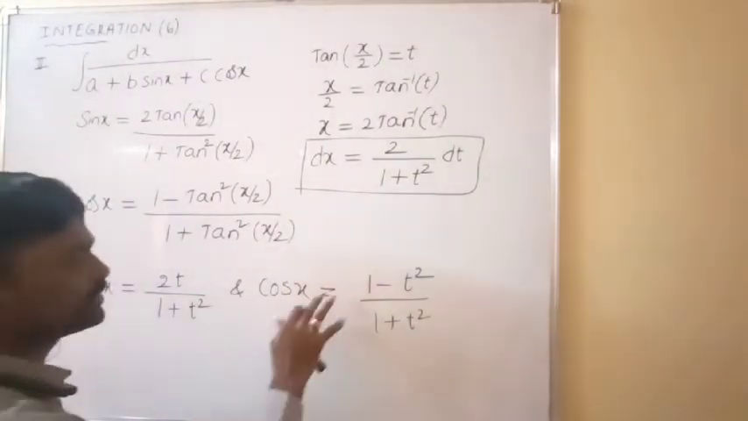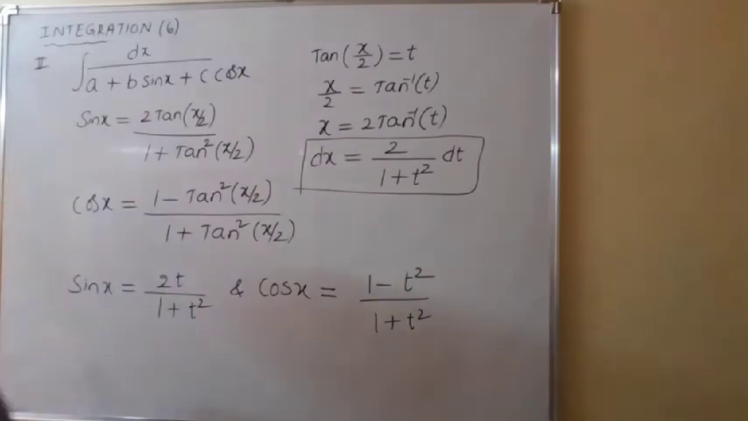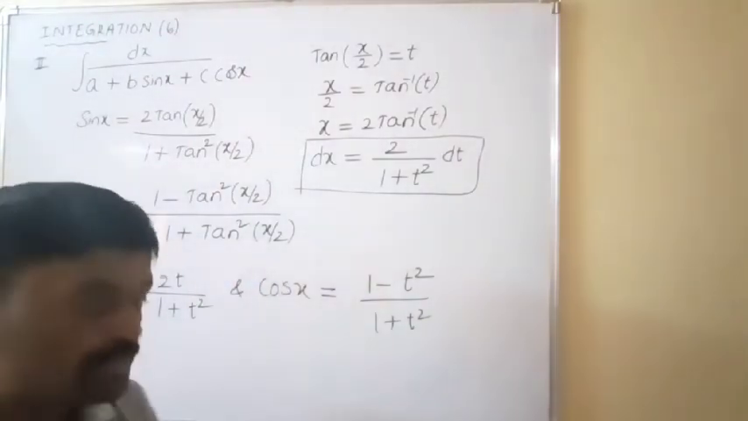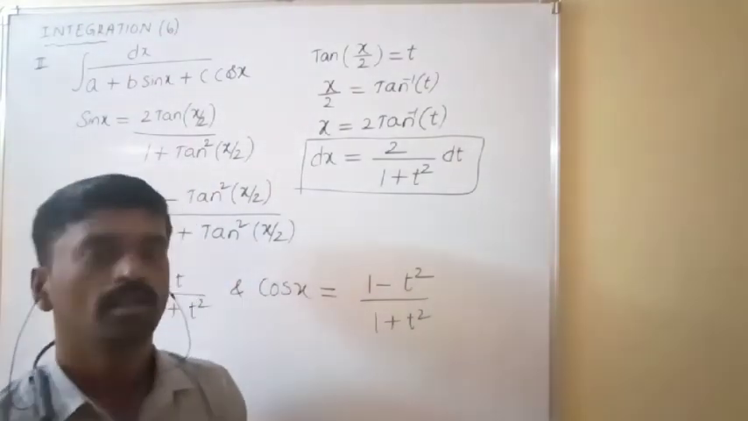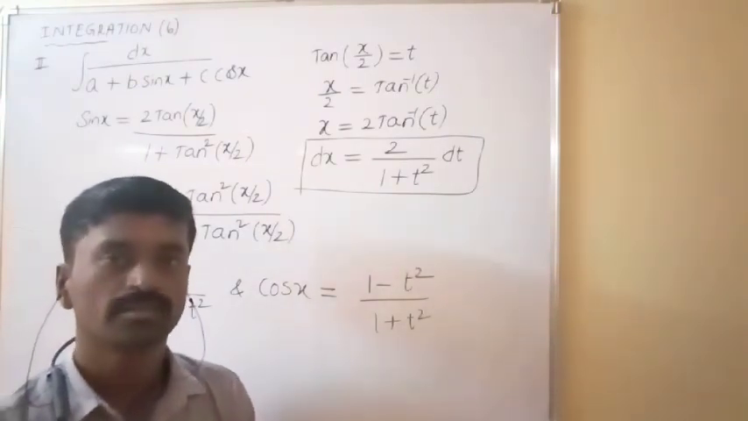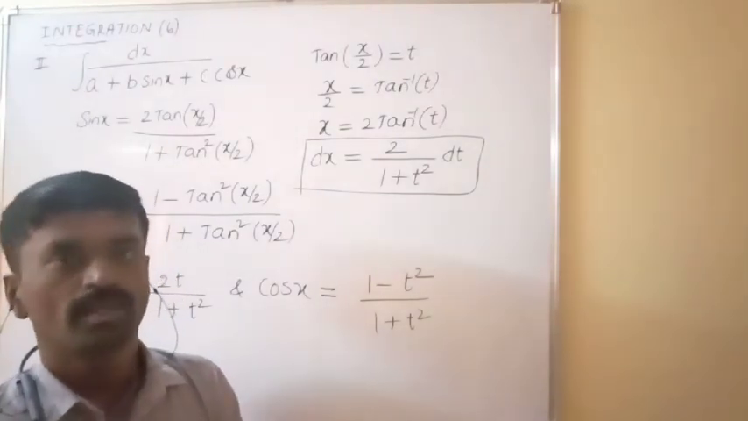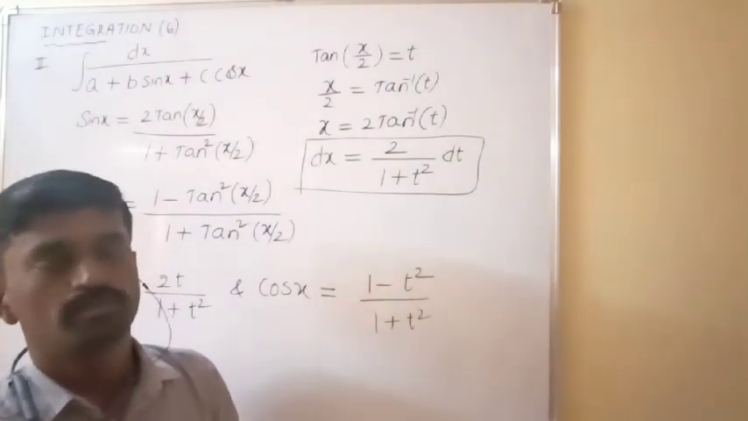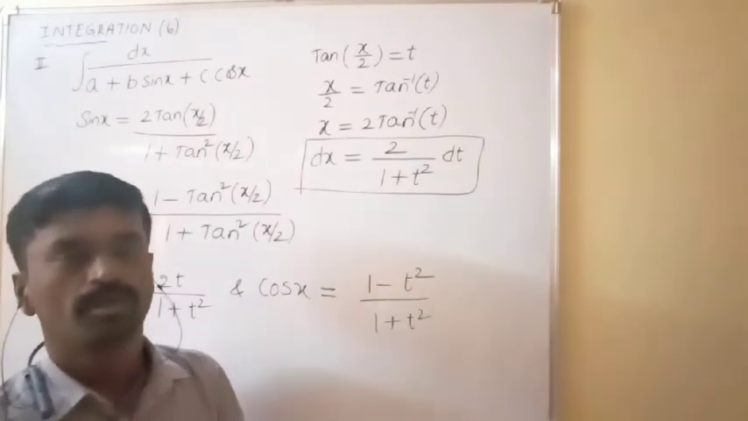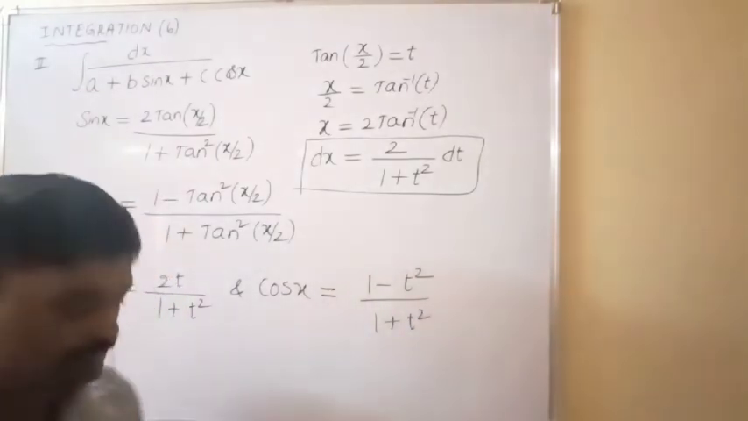So if you substitute this sin x value, cos x value and dx value in the given integral, then the given integral becomes 1 upon quadratic. That means integral 1 upon ax square plus bx plus c into dx form you will get. So I think you know that method of how to evaluate. We already did those model problems in earlier sessions.